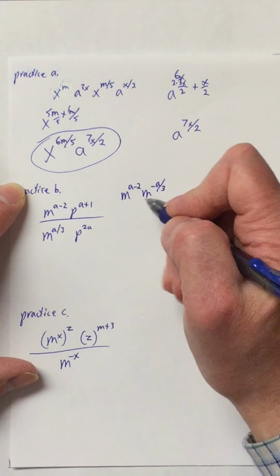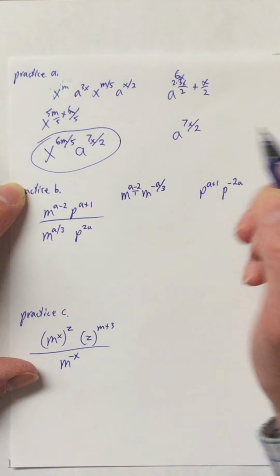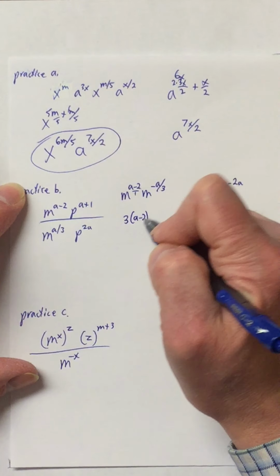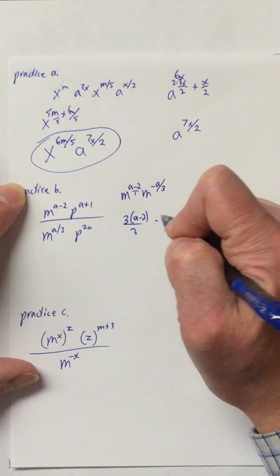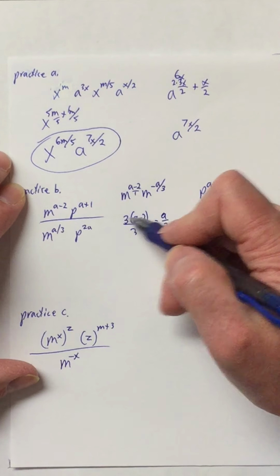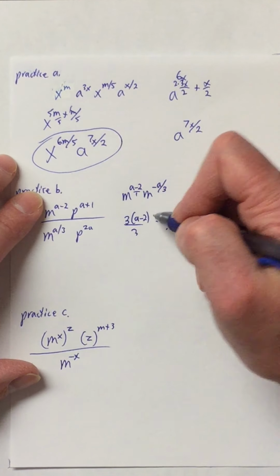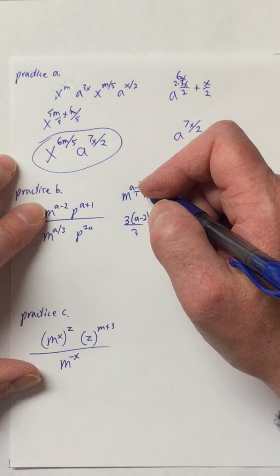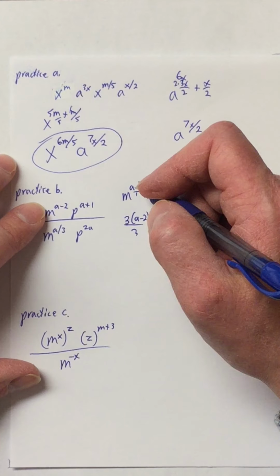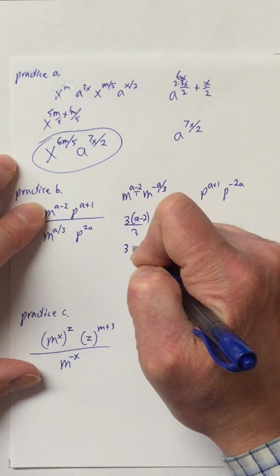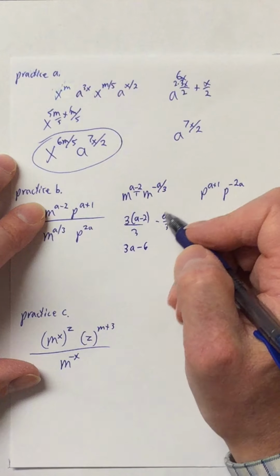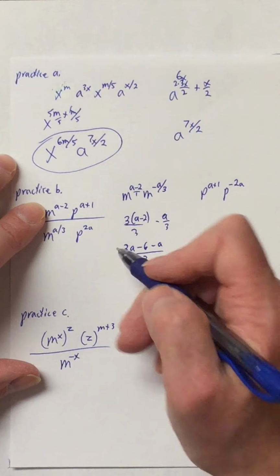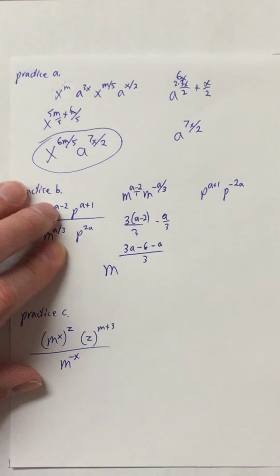This one up here, once again, I need to find a common denominator. It's going to be 3. So it's 3a minus 2 like that, minus a over 3. Let's multiply, remove my parentheses. In removing my parentheses, I'm going to get a 3a minus 6 minus a, and all that is over one denominator there as an exponent for m.